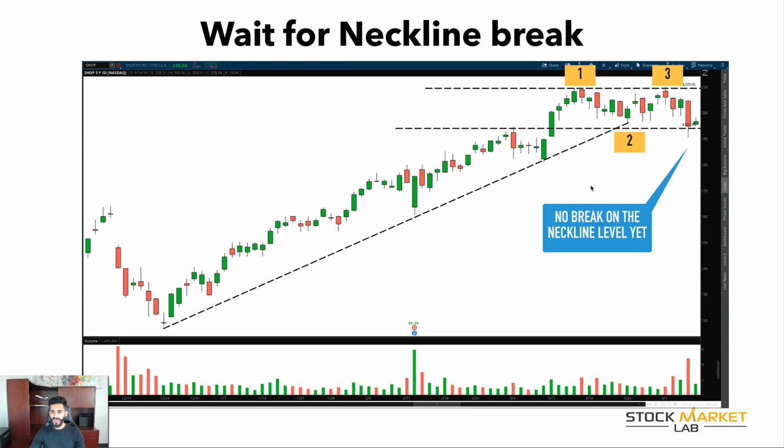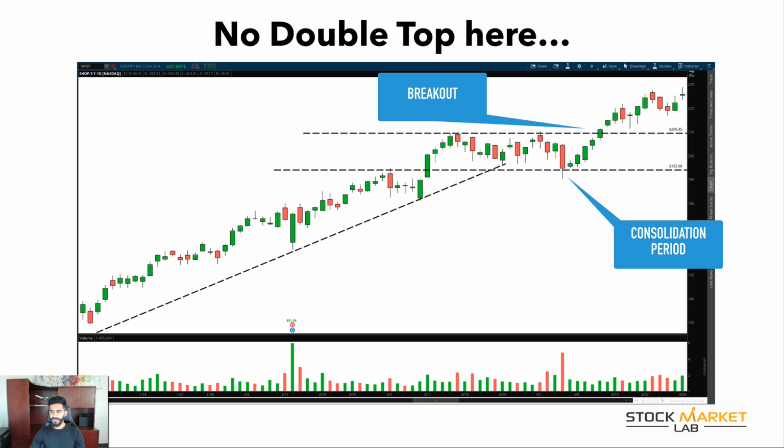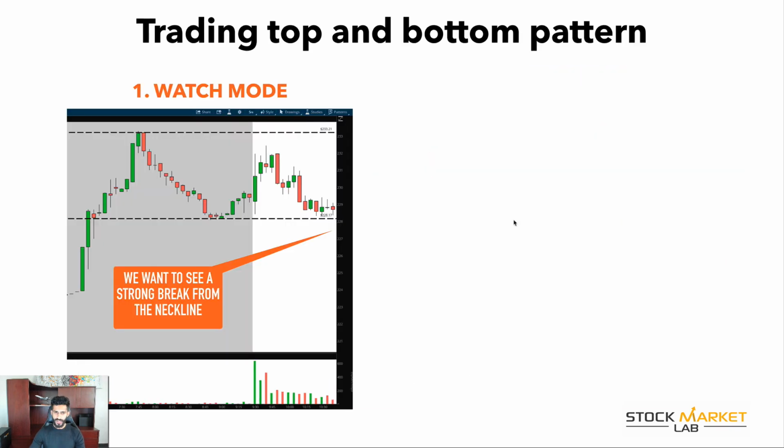If you were patient, right, you would see the breakout. And then once again, as we went over in chart phases, uptrend, consolidation, takes a break, continues the uptrend, and you can take the trade on the breakout level. All right, let's go over one more example. Trading a top and bottom pattern, right?